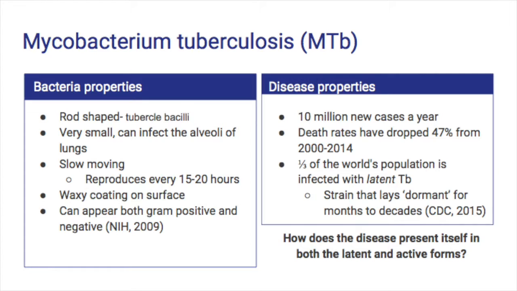About 10 million new cases a year have been documented over the past couple of years. Death rates have dropped 47% from 2000 to 2014, which is huge. And again, one third of the population is still infected with latent TB. The strain can lay dormant for months to even decades. So a question we're going to ask and hopefully answer through this presentation is, how does the disease present itself in both latent and active forms?